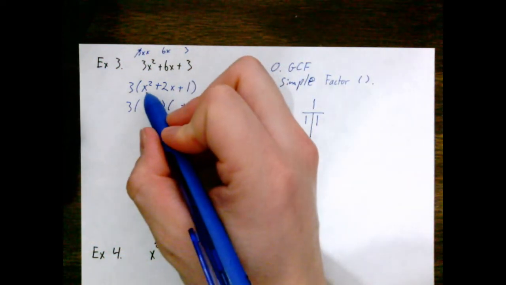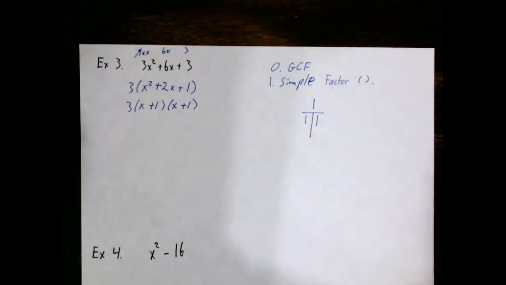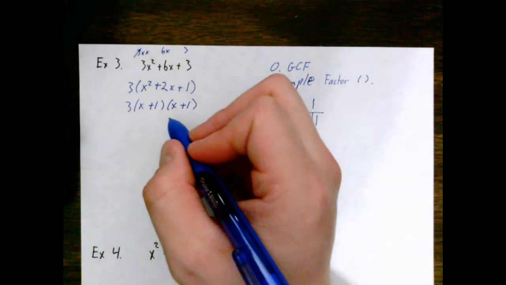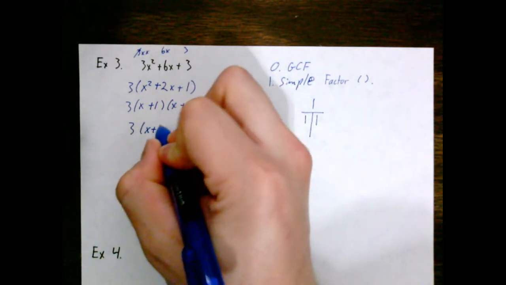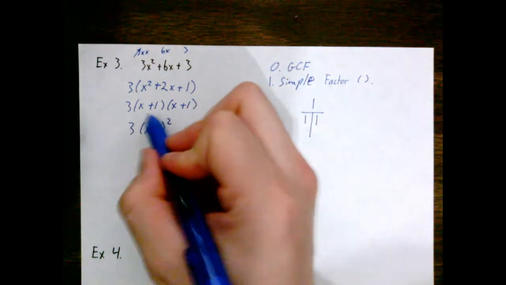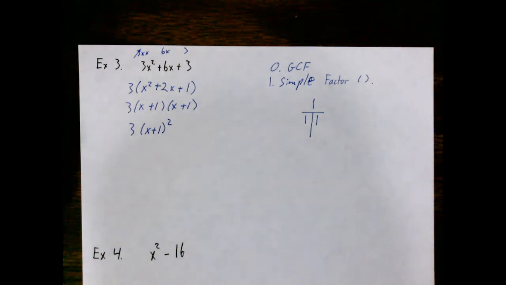And then what 2 things multiply to give us x squared? X and x. Okay, if you want to get really fancy and impress me, you could write this as 3 times x plus 1 squared, because there's 2 of them. But that's only if you want to be honors someday.